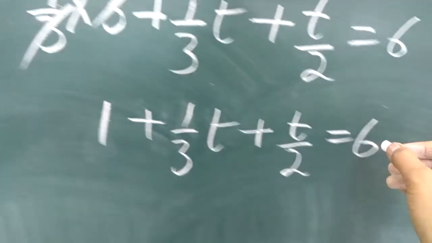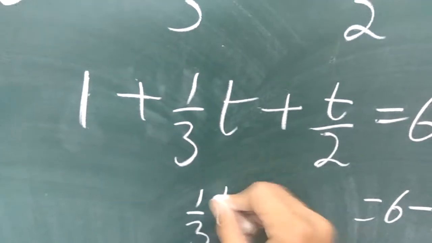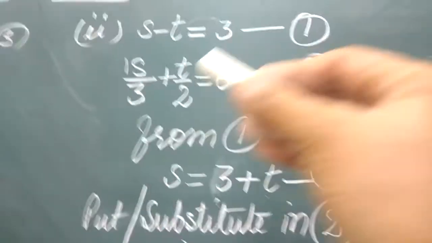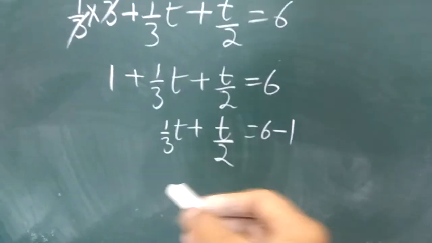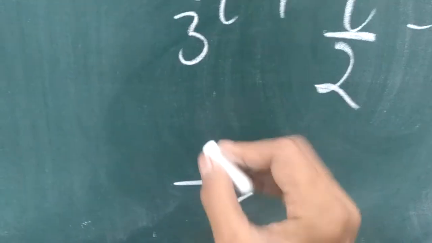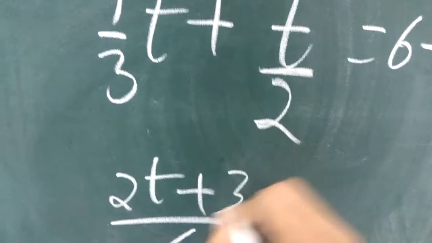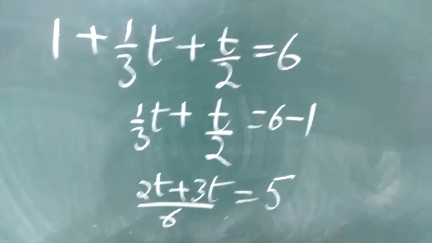Take 1 to the other side, it will become 6 minus 1, and 1 by 3 t plus t by 2. Let us take the LCM to remove the fraction. We can do this in the very beginning also. If not done there, then we have to do it here. LCM of 3 and 2 is 6. So we'll get 3 2s are 6, 2 1s are 2t, 3 3s are 6, 3t is equal to 6 minus 1 is 5. So 2t plus 3t will become 5t by 6 is equal to 5.